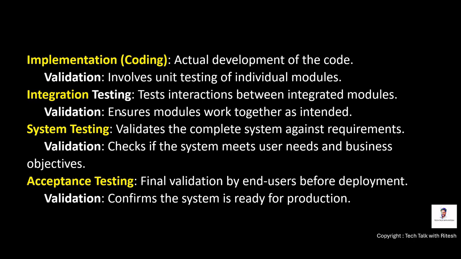Then we have integration testing, to test interaction between integrated modules. If there are multiple systems we are integrating with, it is validation of whether those integrations are working together or not. Then we have system testing. It validates the complete system against requirements, and validation will check if the system meets user needs and business objectives. Then we have acceptance testing, the final validation by business users and users before deployment, and the validation phase will confirm whether the system is ready for production or not.